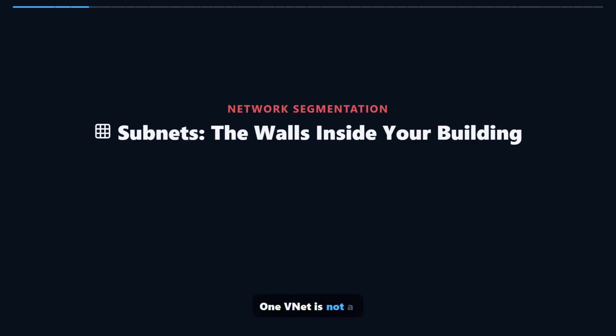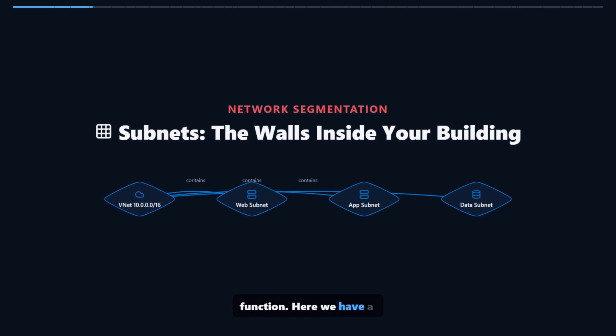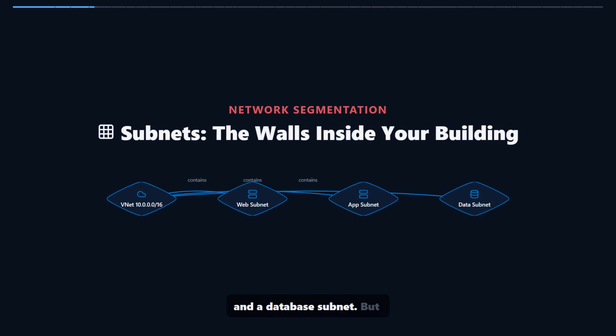One VNet is not a flat network. You carve it into subnets, smaller IP blocks that let you group resources by function. Here we have a web subnet, an app subnet, and a database subnet. But here's a hidden gotcha.